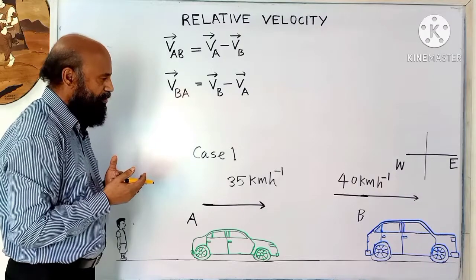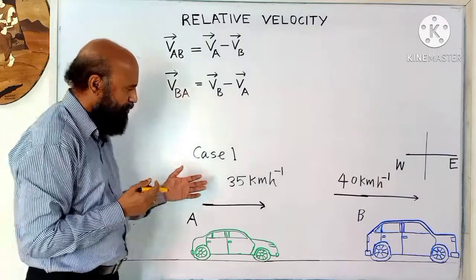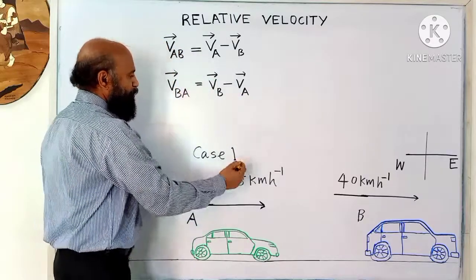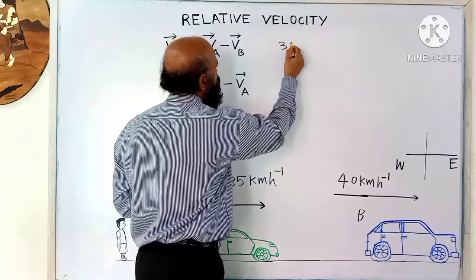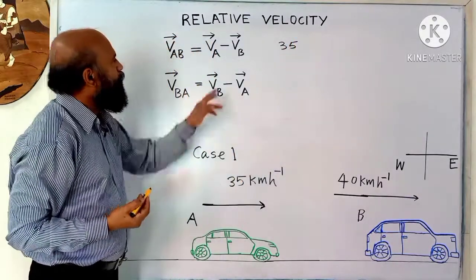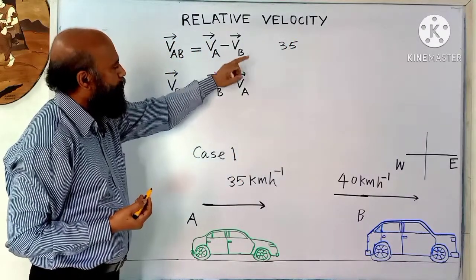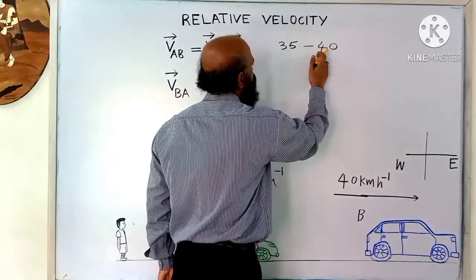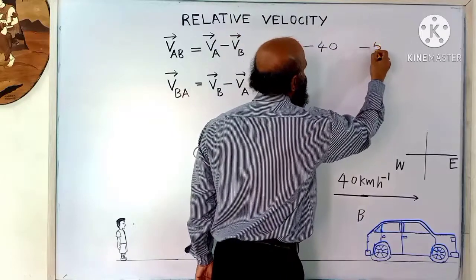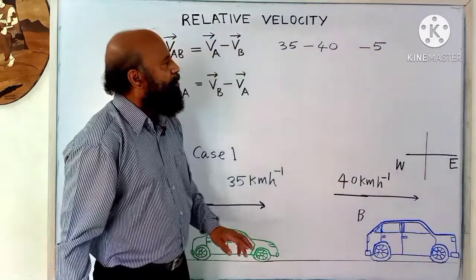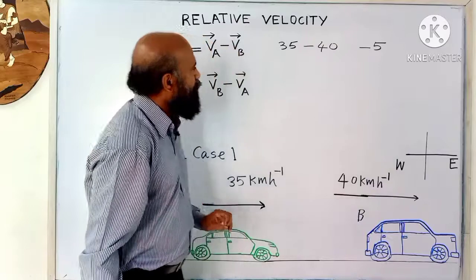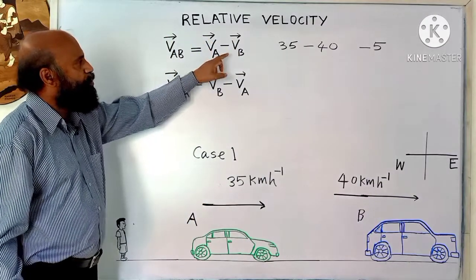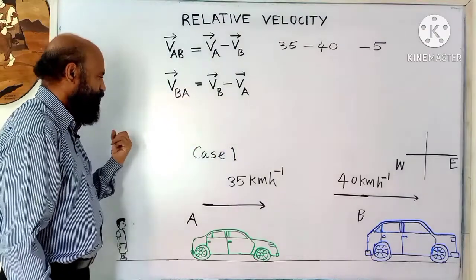Velocity is a vector quantity. Now first let us see the magnitude. VA magnitude is 35, towards the east. Velocity of car B is 40 with respect to the boy, so minus 40. 35 minus 40, that is minus 5. Here the negative sign shows that the velocity of car A with respect to B is towards the west.